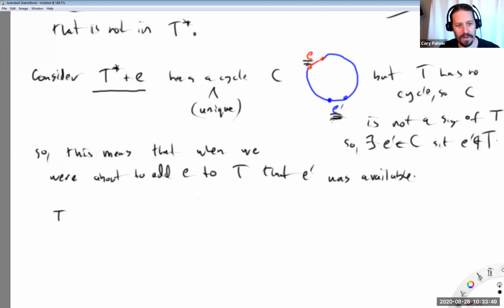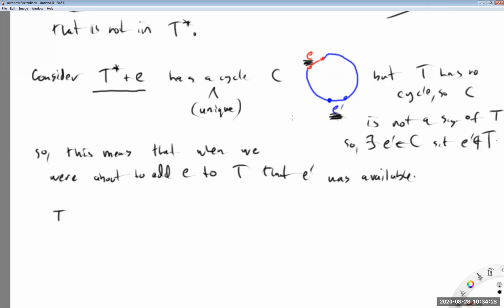E prime could not have created a cycle in T at the point we were adding E, because this is the cycle that contains both those edges. And if I added E prime instead of adding E, I would not have got a cycle because the cycle with E prime requires E as well. So that meant that when I was adding E to my graph, alternatively, I could have added E prime. It was available. Why wouldn't I have added E prime then? Why would I choose E over E prime as far as the algorithm is concerned? How does the algorithm make a choice between one edge versus the other if they're both permissible to add, if neither creates a cycle?